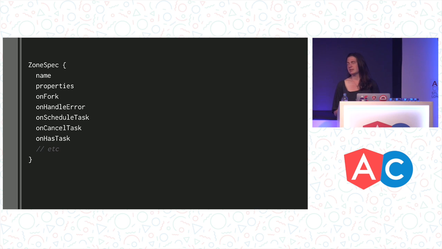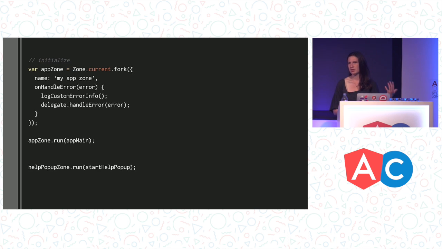The way that you would implement something like this, if you're interested in going and trying it out, which I highly recommend because I think playing with zones is the best way to understand them, is by passing in this zone spec property. So when you fork a zone, you can tell it what its name should be, arbitrary properties, and then what to do on certain events, like when an error is handled, when a task is scheduled or canceled.